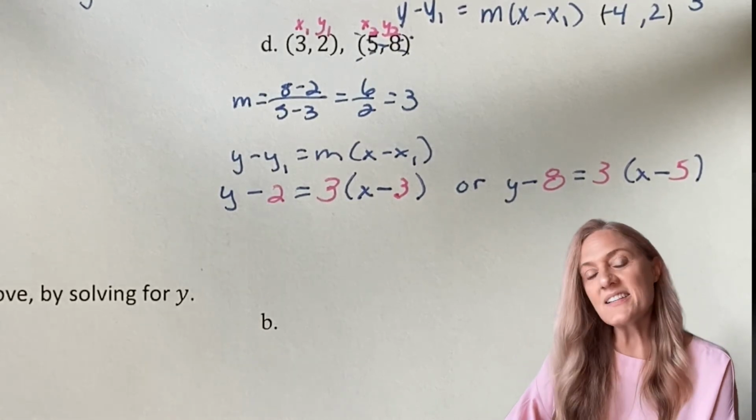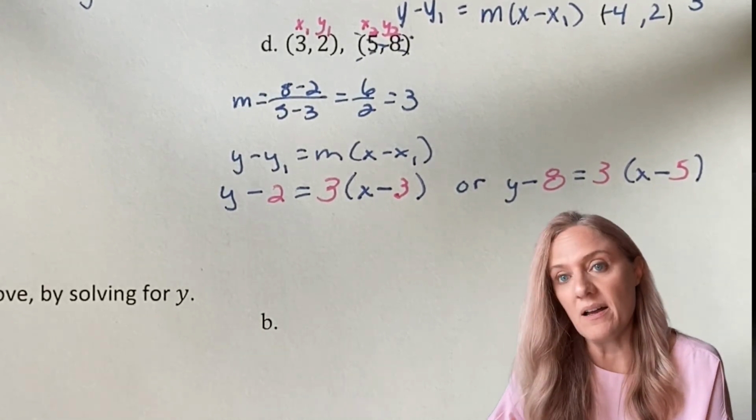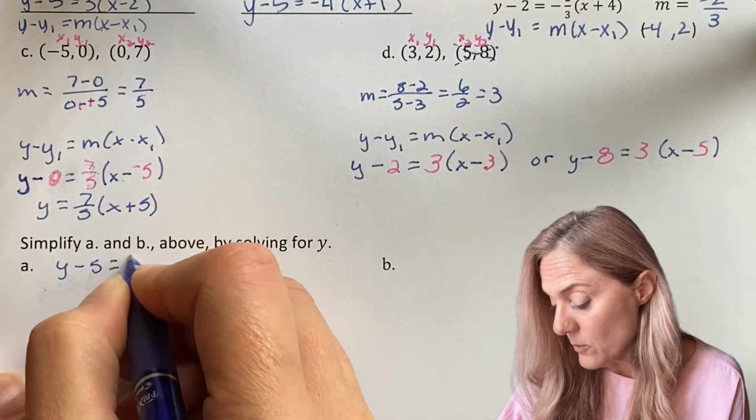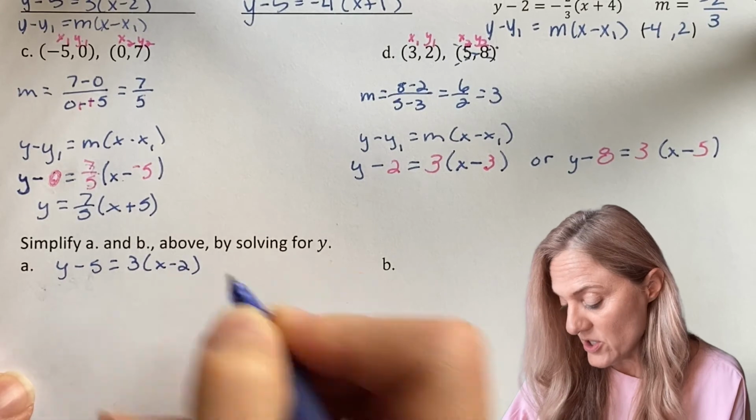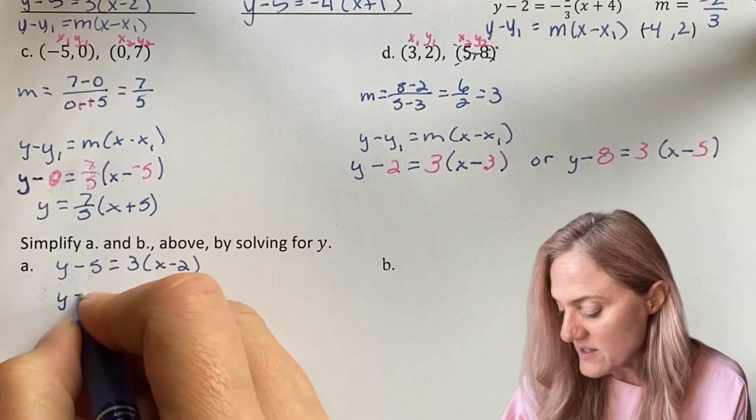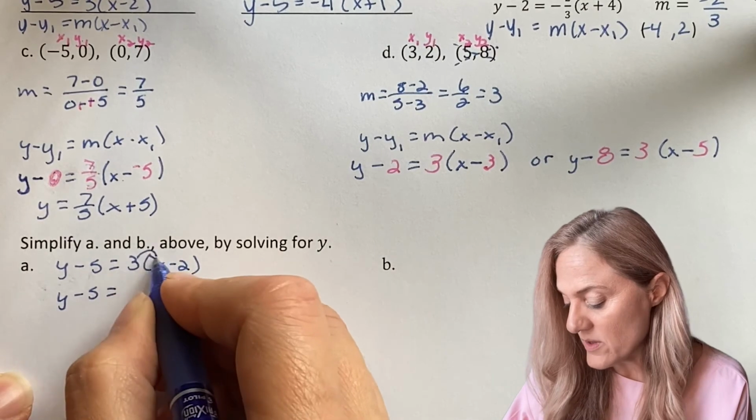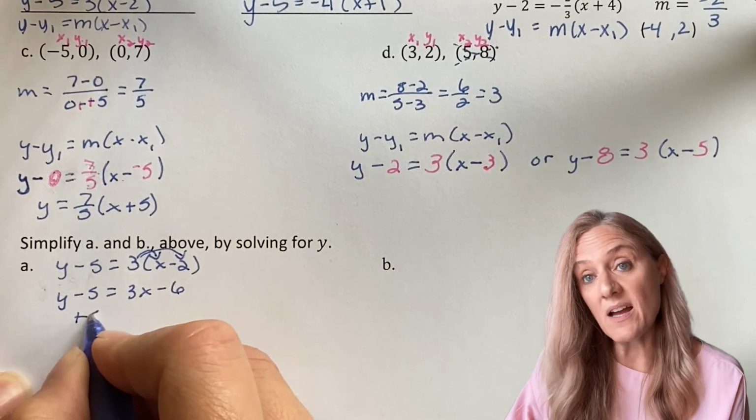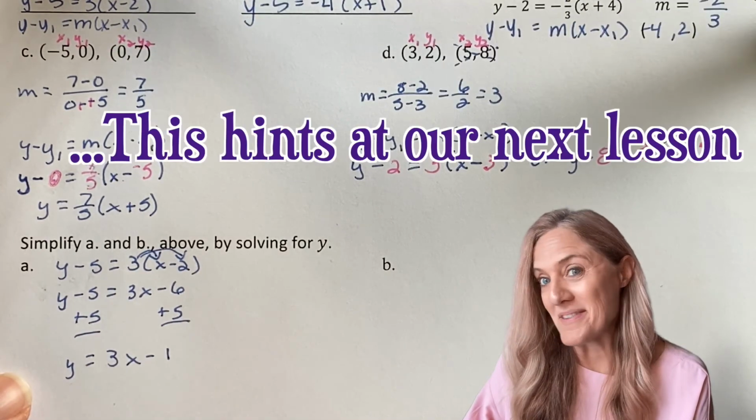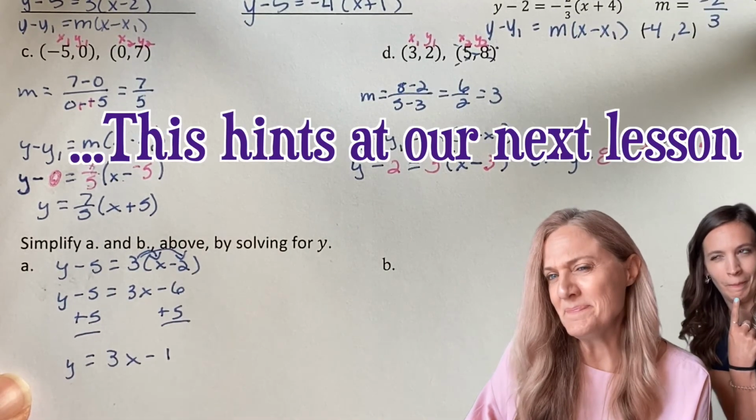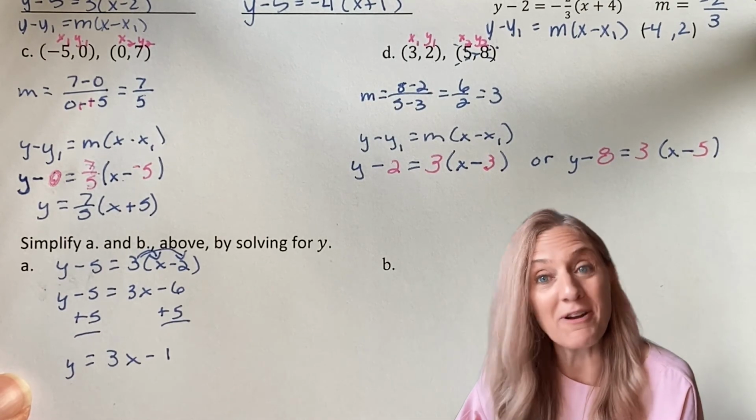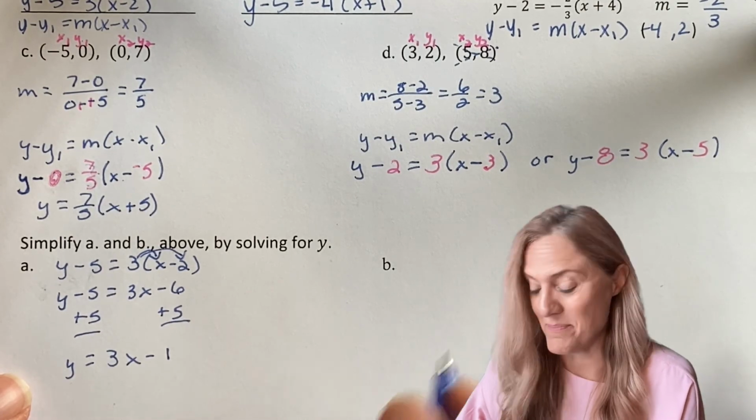Moving on, let's simplify a and b from above. So we already had those written out. So we had y minus 5 equals 3 parentheses x minus 2. So we're just going to practice some of our simplifying equations. So y minus 5, I'll go ahead and distribute the 3. And last but not least, I'll add the 5. You might be thinking, huh? Okay, what about b? I'm going to write it down, but I want you to pause, do it yourself, and then check with me.